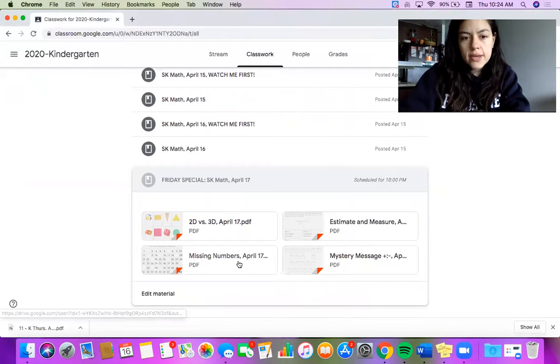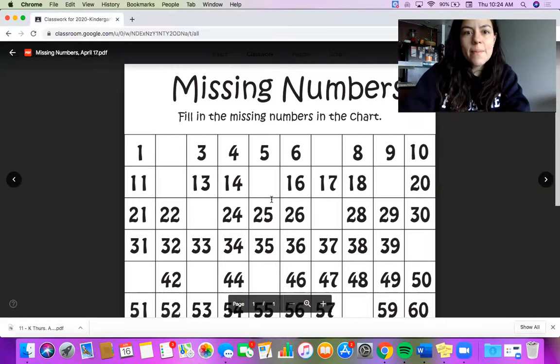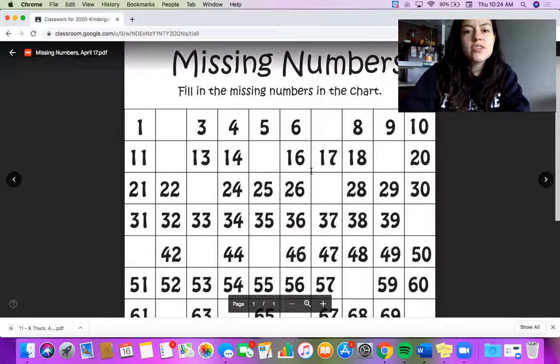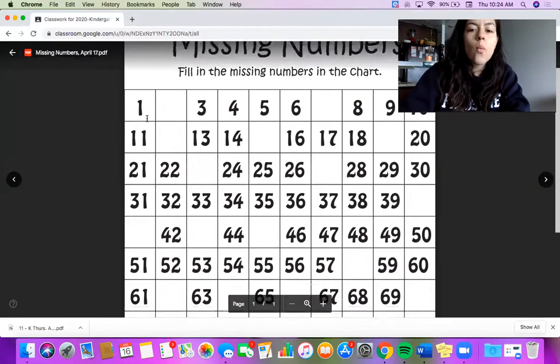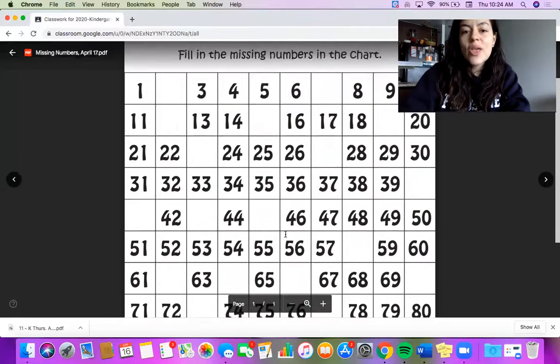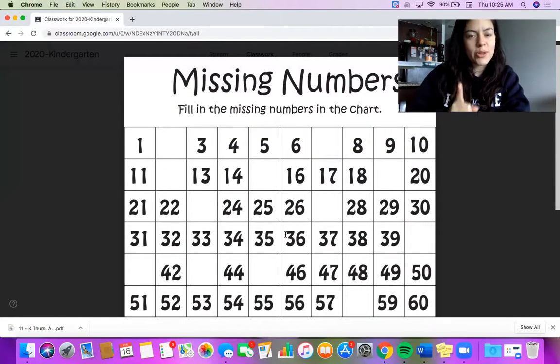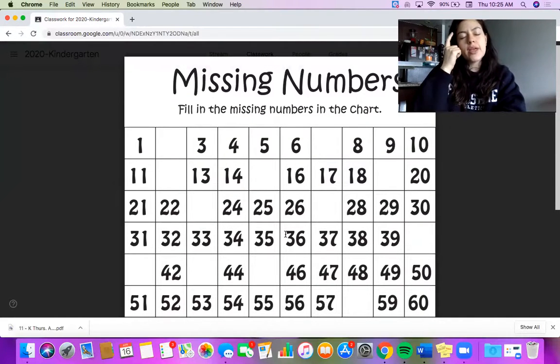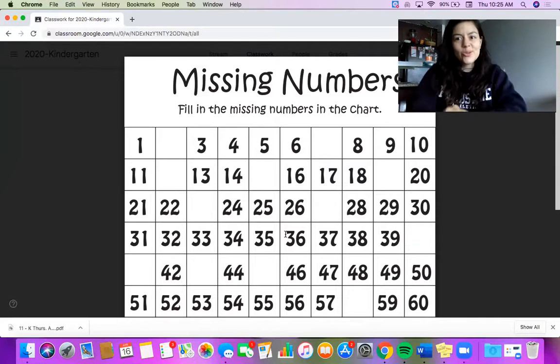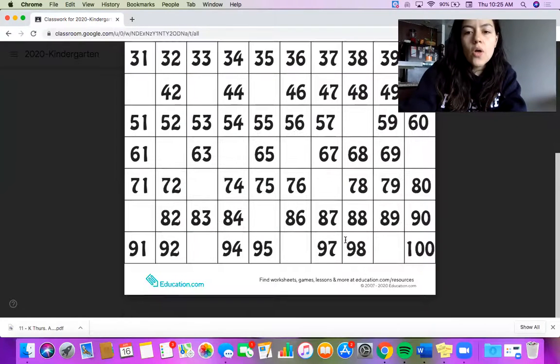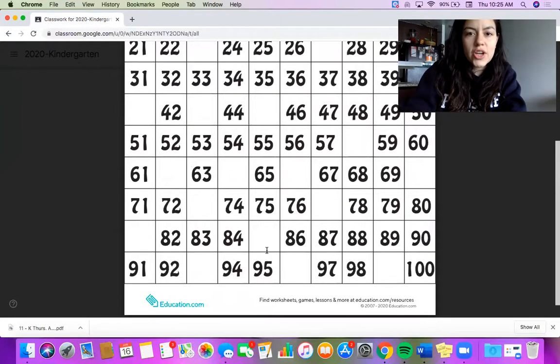Then your next one, missing numbers. In this chart, there are missing numbers going from 1 all the way to 100. Try to challenge yourself and don't look at a 100 square on the computer. Just go through the numbers in your head and count on to find out what's missing. 1, 3, 4, 5, 6. You can do this. Try to go all the way to 100 and have someone check your work.